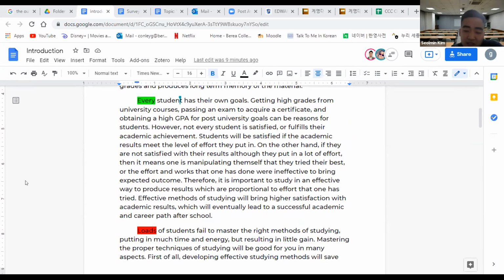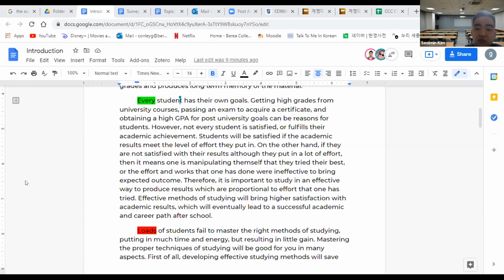So that's the part I covered. Every student has their own goals. Getting high grades from university courses, passing an exam to acquire a certificate, and obtaining a high GPA for post-university goals can be reasons for students to study. However, not every student is satisfied or fulfills their academic achievement. Students will be satisfied if the academic results meet the level of effort they put in. But on the other hand, if they are not satisfied with their results although they put in a lot of effort, then it means either they are deceiving themselves that they tried their best, or the effort and work that one has done were ineffective in bringing the expected outcome.